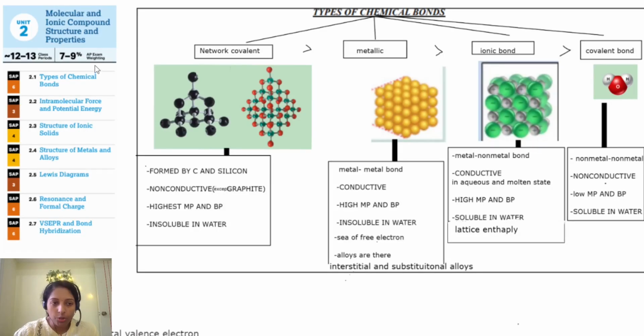So let's see in chapter 2 what the important points are. Chapter 2 is molecular and ionic compounds, structure and properties. Basically, we are dealing with different kinds of chemical bonds, and mainly Lewis structure, polarity, resonance, VSEPR, structures like that. Weightage as usual is like 79%, only acids and bases, and chapter 3 have higher weightage, right?